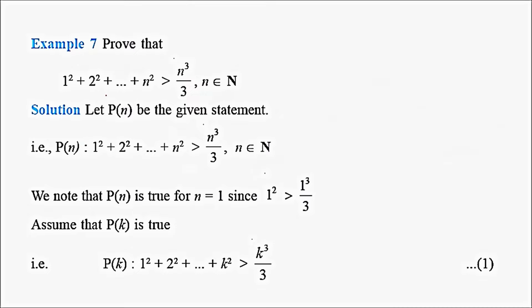Next is 1 squared plus 2 squared up to n squared is greater than n cubed by 3. So Pn is this expression. Let us check it for n equal to 1. Place n equal to 1 here, place 1 here.